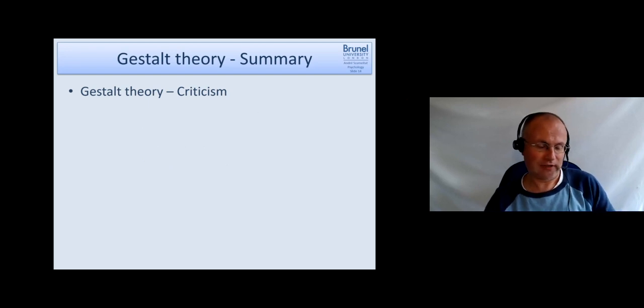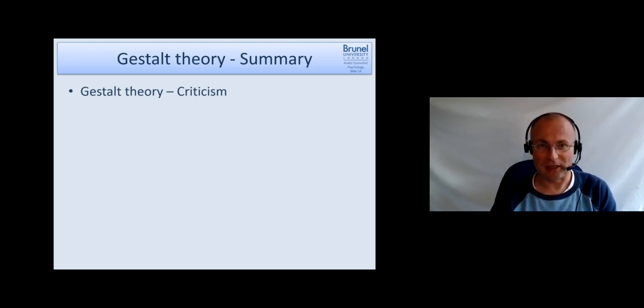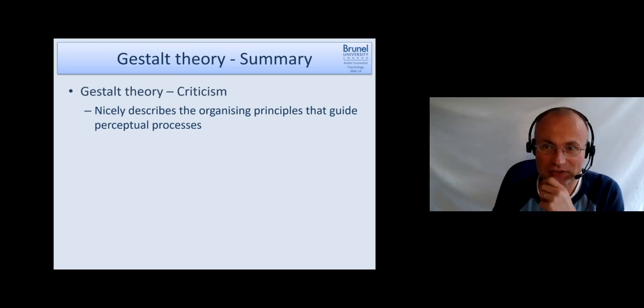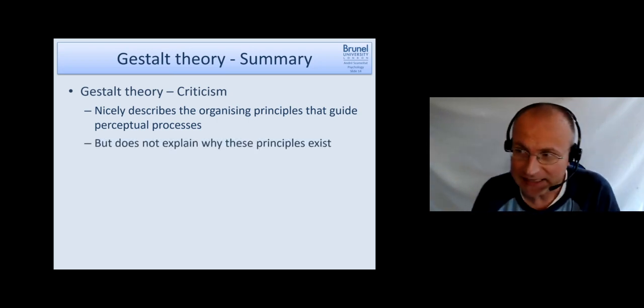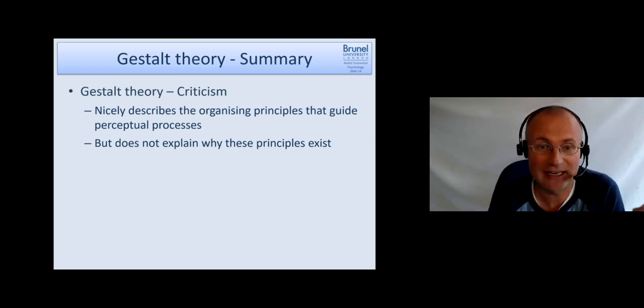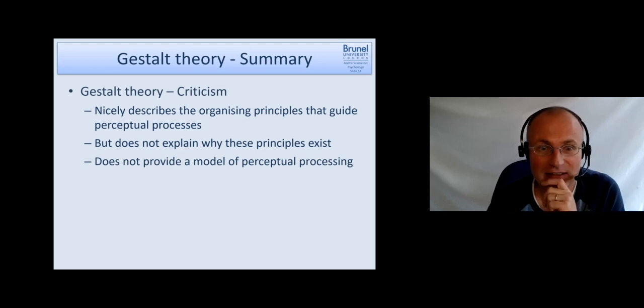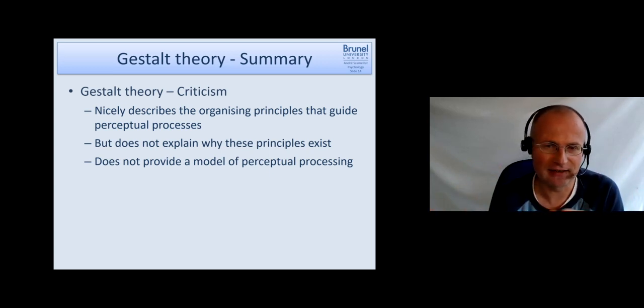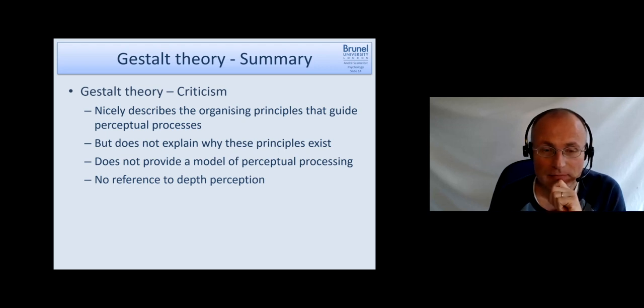So, as already voiced in this video clip, there is some criticism of the Gestalt theory. While there is a really nice description of some key principles, there is no explanation why these principles would exist, or why or how they have developed, evolutionary or things like that. It doesn't provide a model of perceptual processing which would allow us to, for instance, predict new effects and things like that. There's also no reference to depth perception, which is why we speak about this in the next part.